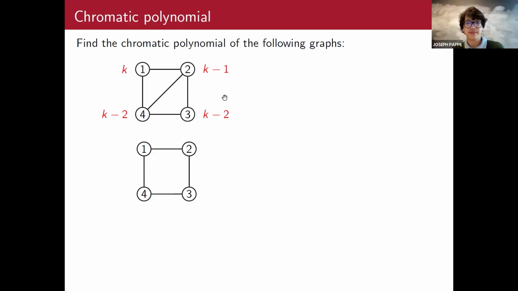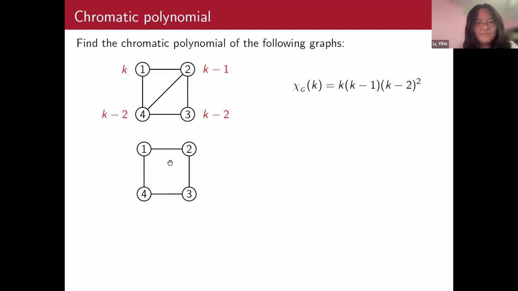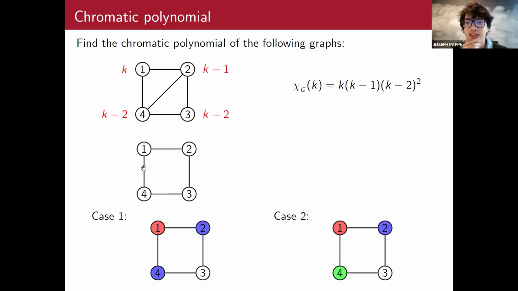Yeah, perfect. So we get k times k minus 1 times k minus 2 squared. But exactly what you were saying, we actually have to do this for this cycle. If we try to do the same thing of k minus 1, k minus 1, then we have a problem in that we don't know whether or not these two vertices are colored the same way. So for this graph, we actually have to break it up into two cases: whether or not vertices 2 and 4 share the same color. And then using this casework, one could figure out the chromatic polynomial.